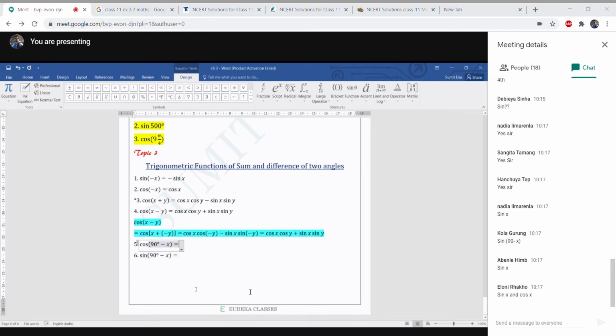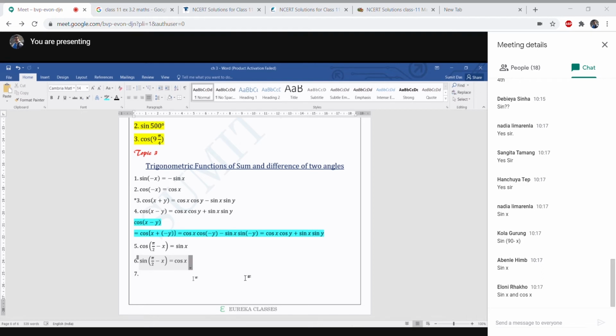We know that cos 90 degree minus x equals sin x, right? We learned this in complementary angle. In class 11, we just change one thing: 90 degree will be written in radian form, like pi by 2. So cos(pi/2 minus x) equals sin x, and similarly sin(pi/2 minus x) equals cos x.